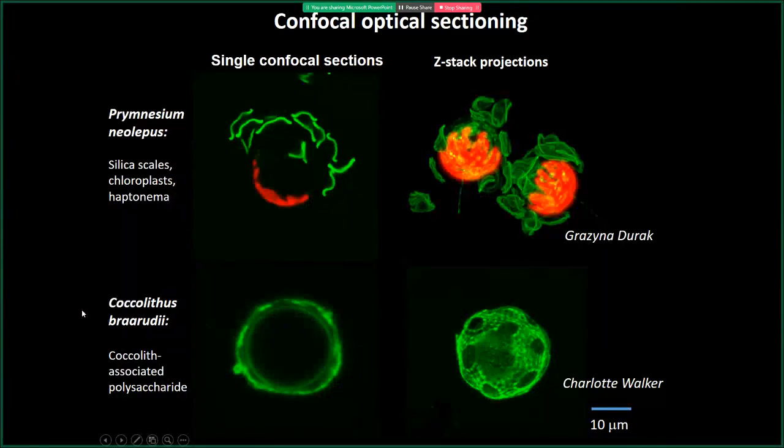And at the bottom here, we've also got an example of a stained polysaccharide from a coccolithophore, Coccolithus braarudii. And we've used a special dye to stain a particular polysaccharide on the surface of this cell. On the left, we've got a single optical section, and on the right, we've got a Z-stack projection, which shows the very interesting pattern of polysaccharides arranged around the surface of the cell.